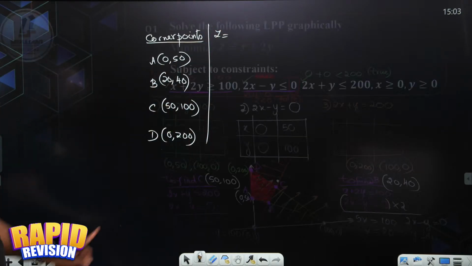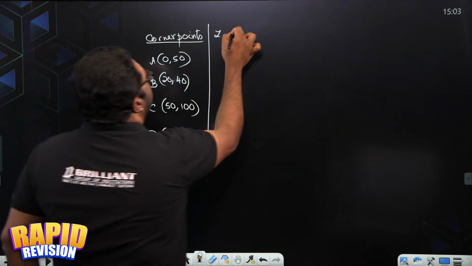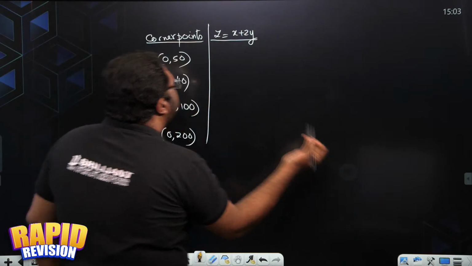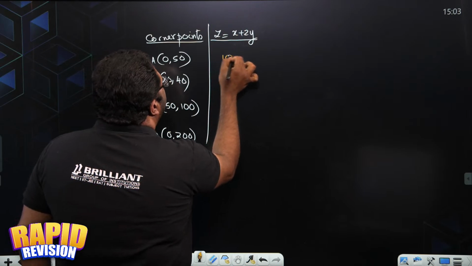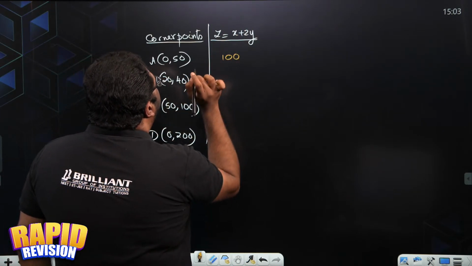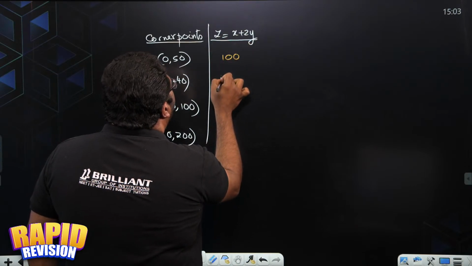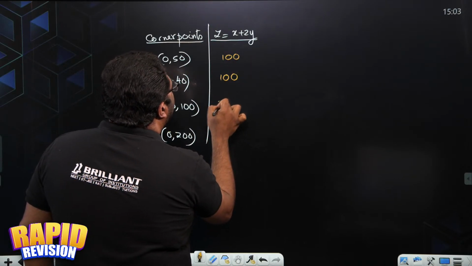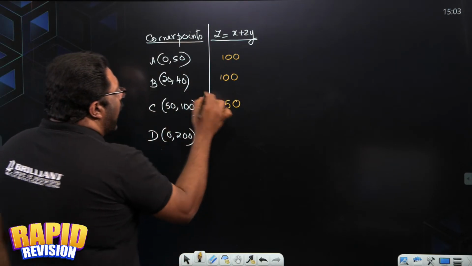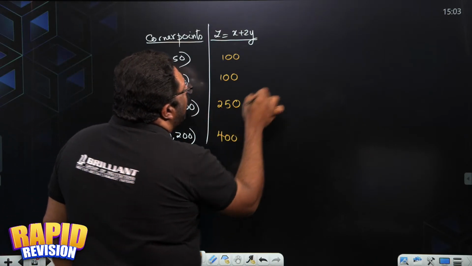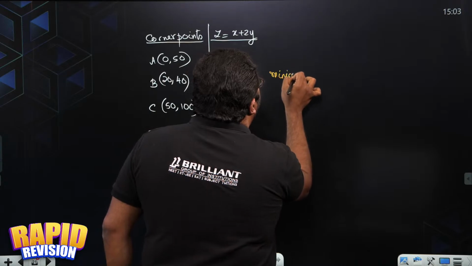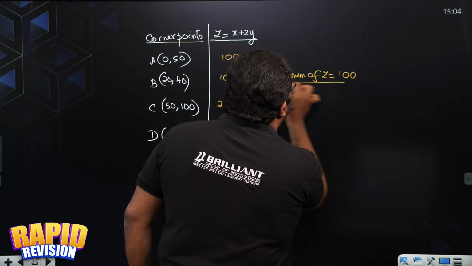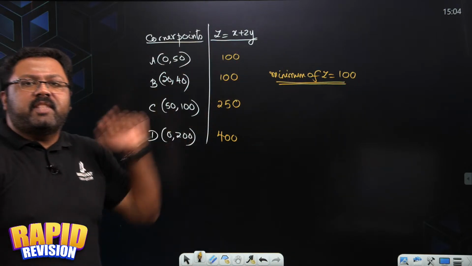Our objective function is x plus 2y. Substitute in the objective function x plus 2y. And what we get is the values of z. Put 0 and 50, you get 100. Put 20 and 40, 20 plus 80, again 100. 50 and 100, so you get 50 plus 200, 250, and this is 400. And I want the minimum of Z, and we can see that the minimum of Z is 100.